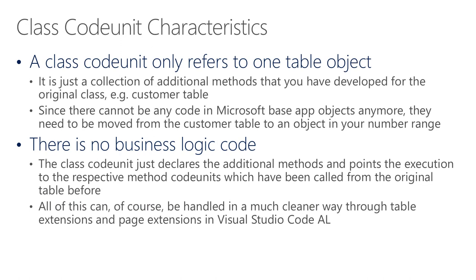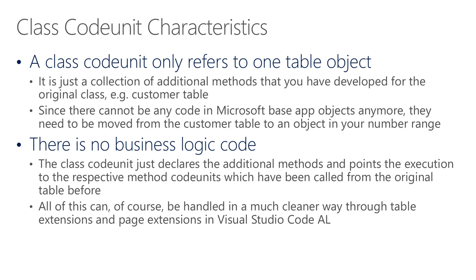Let us now look at the basic characteristics of a class code unit. Much like the event handler code unit, the class code unit always only refers to one object, in this case, a table object. It is not more than a collection of additional methods that you have developed for the original class, in our example, the customer table. Since there cannot be any individual code in Microsoft-based app objects anymore, they need to be moved from the table to an object in your number range.